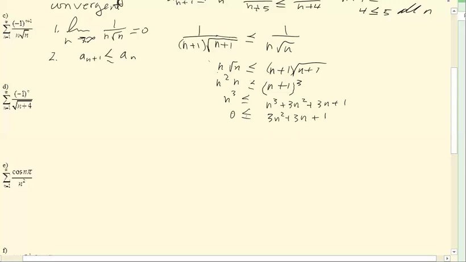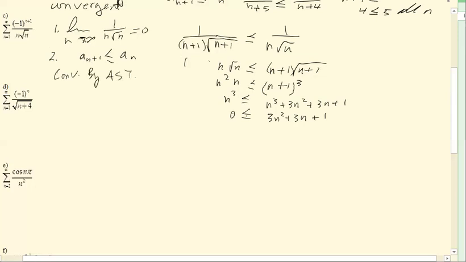Anyhow, I won't do that again because it takes too much time, but you should be sure. So what we have here is, by the AST, we have convergence. Okay, so all of this together shows us convergent by AST.